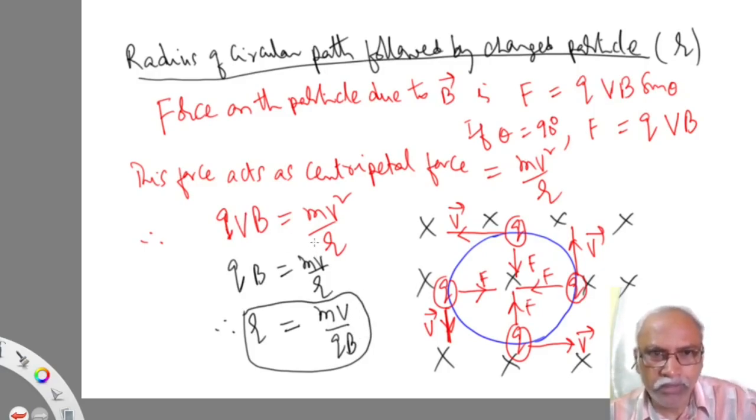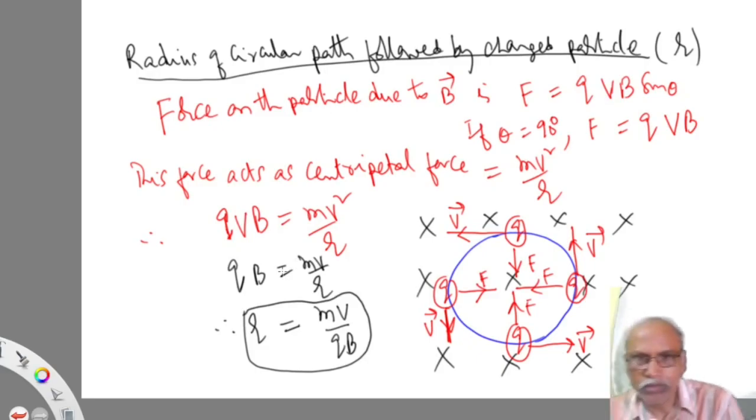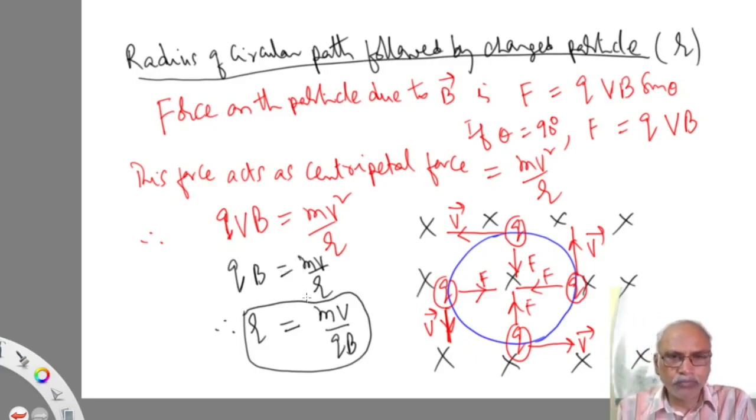They ask for the derivation. Force on the charged particle is qvB. This force acts like a centripetal force, mv squared by r. From there you get r is equal to mv by qB.